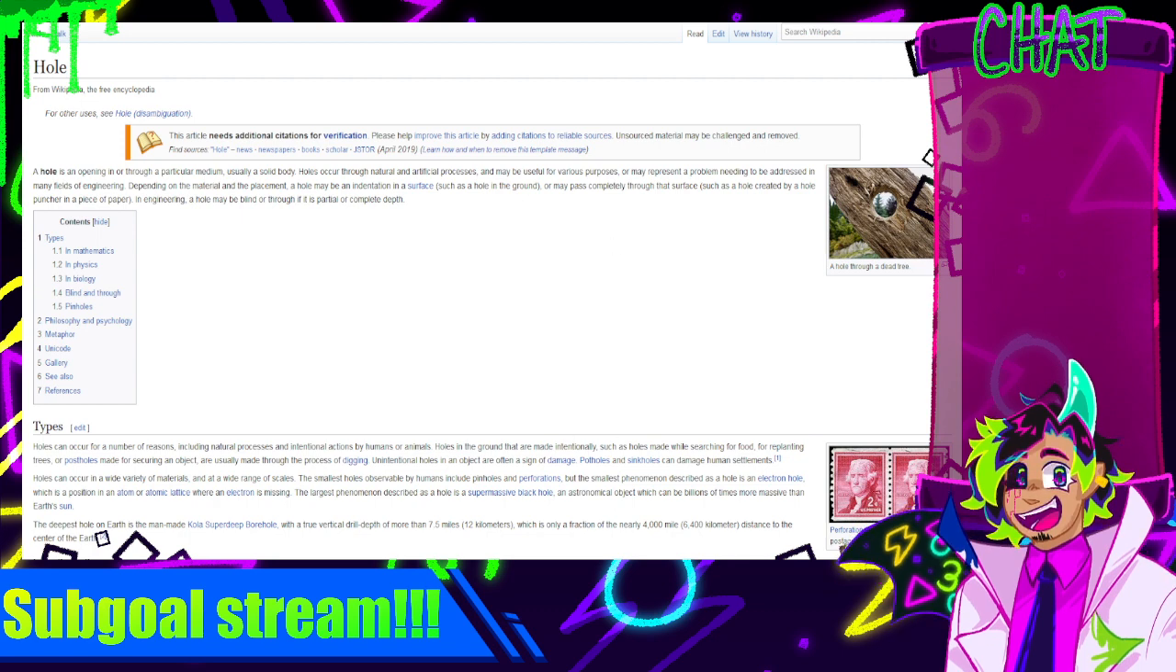Okay, so this is Hole. A hole is an opening in or through a particular medium, usually a solid body. Holes occur through natural and artificial processes and may be useful for various purposes, or may represent a problem needing to be addressed in many fields of engineering. Depending on the material and the placement, a hole may be an indentation in a surface, such as a hole in the ground, or may pass completely through that surface, such as a hole created by a hole puncher in a piece of paper. In engineering, a hole may be blind or through if it is partial or complete depth.